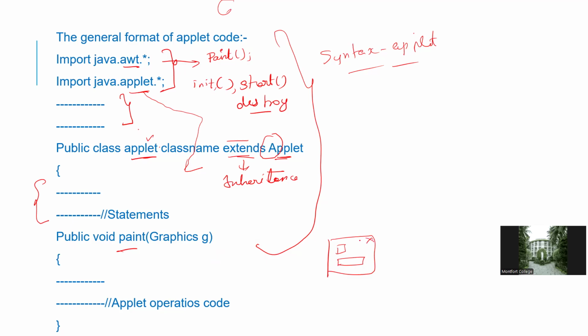This is the applet window where we will have the icons like this, and here we will have the components. You can draw a line, you can draw a circle. These are all called components or objects. So this is about the syntax of the applet.